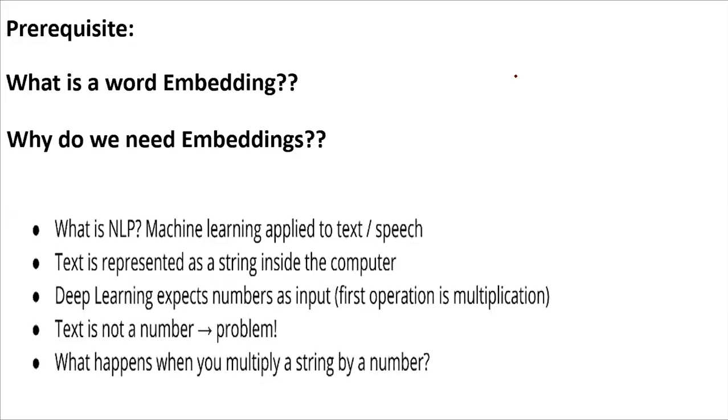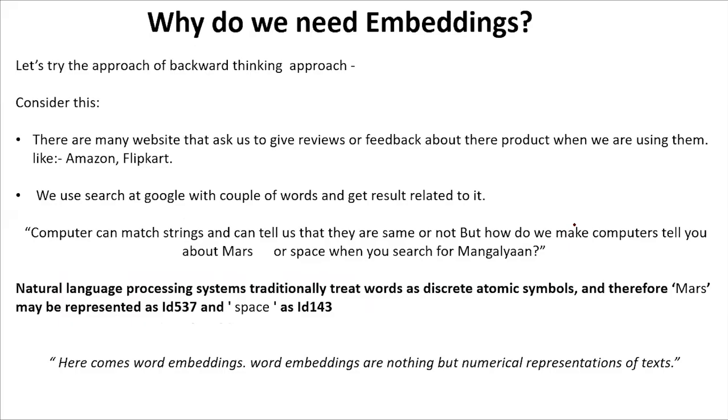Just a quick question or two to intrigue your minds. What happens when we multiply a string by a number? Can we multiply hey into two? We can multiply two into two. We can multiply two into three. We can multiply hey, how are you into two. That won't make sense. So why do we need embeddings?